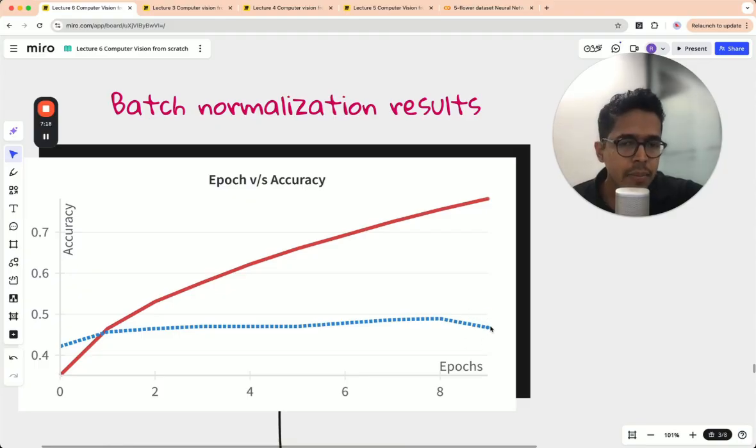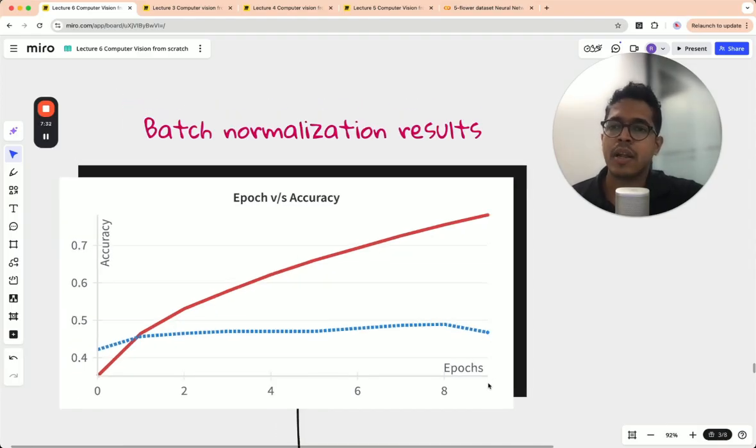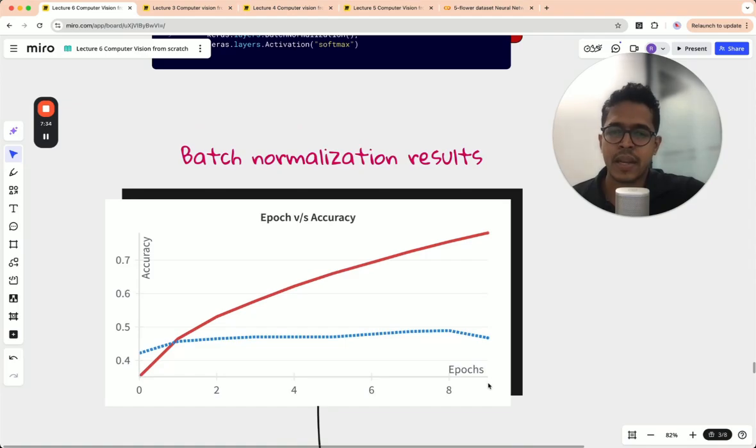Of course, there is a little bit of a sign of overfitting here, meaning validation accuracy is not tremendously improving, although training accuracy is improving. But even to get this kind of training accuracy with just 10 epochs was very, very difficult for us with our earlier model, the current model without batch normalization.